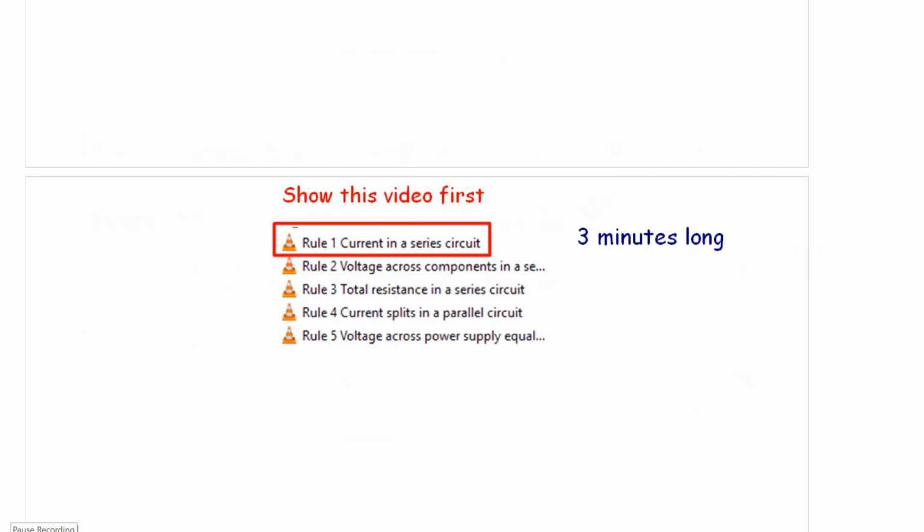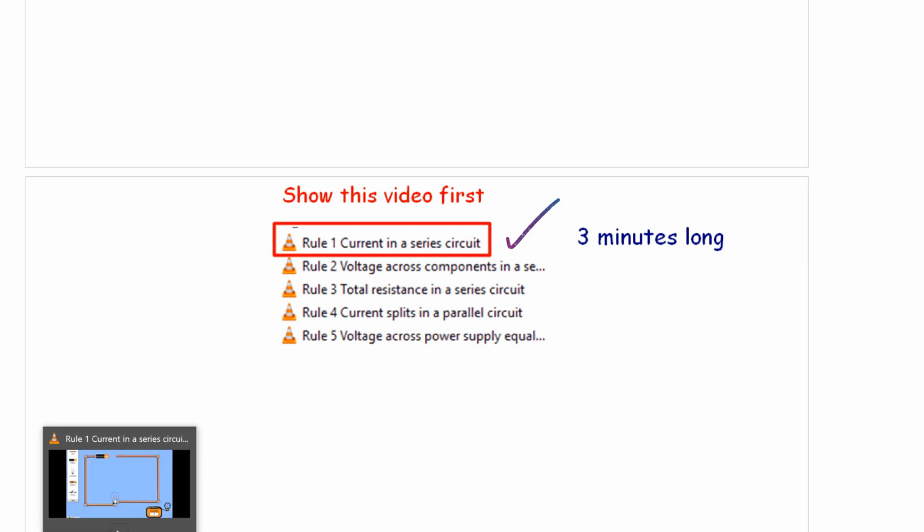Now when it comes to series and parallel circuits, there are 5 rules that I would like you to know. Definitely for GCSE you need to know these 5 rules. Now the first one is current that flows in a series circuit. So let's have a look at this video.